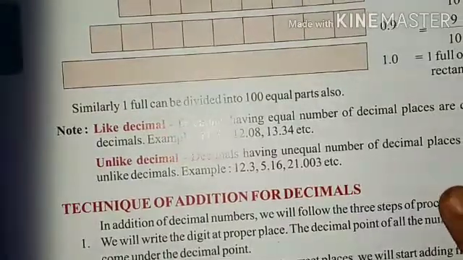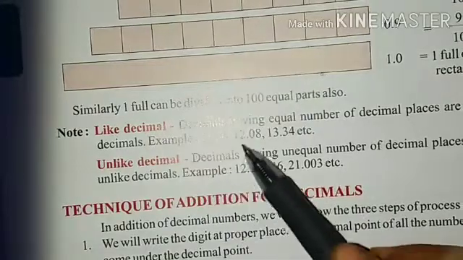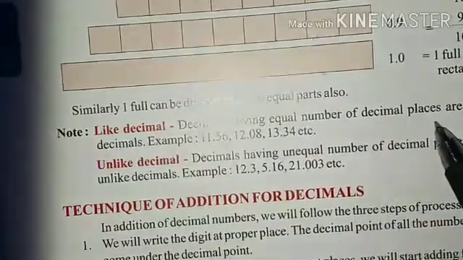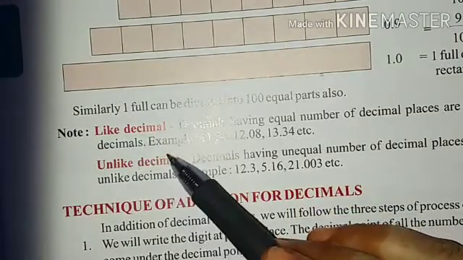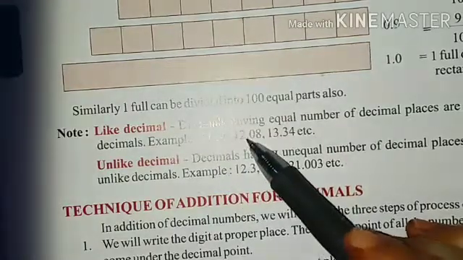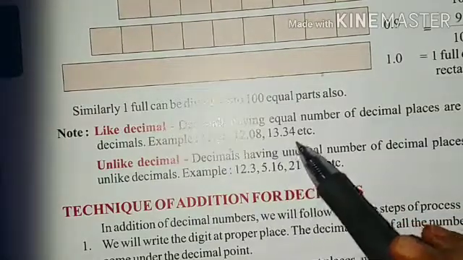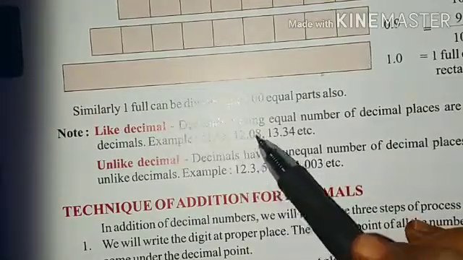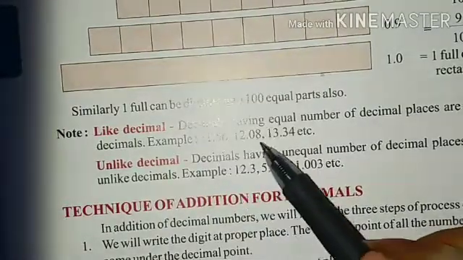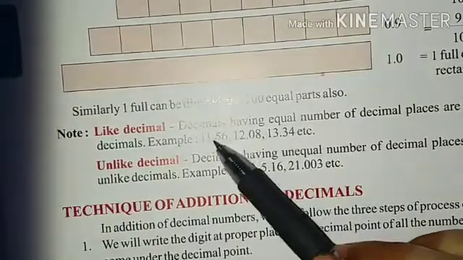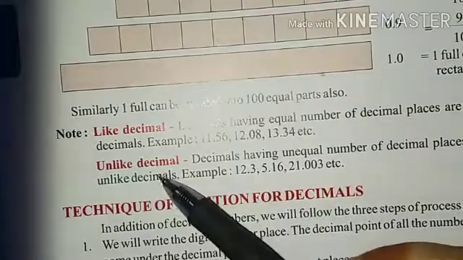Now there are two types of decimals, like decimals and unlike decimals. What is a like decimal? Decimals having an equal number of decimal places are called like decimals. Example: 11.56, 12.08, 30. You see here the numbers after the decimal are all equal. After the decimal, all have 2 digits. So they are called like decimals, because all have 2 digits after the decimal. If some have 3 digits after the decimal, some have 4, some have only 1, then they are called unlike decimals.